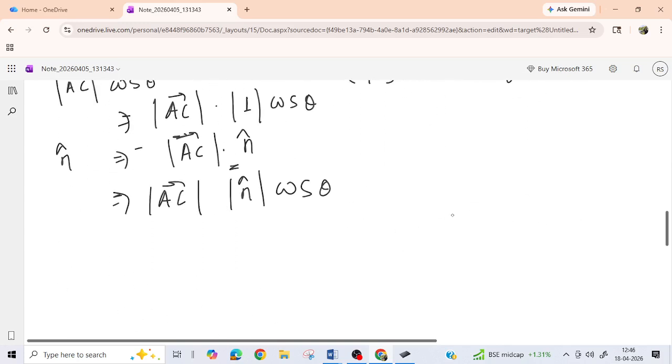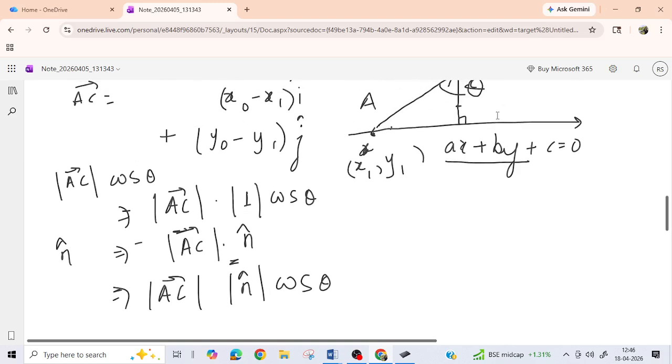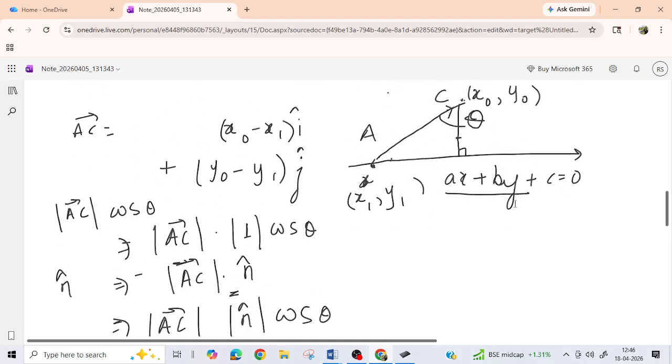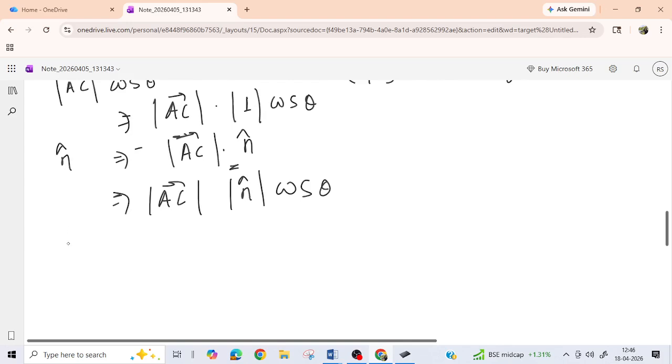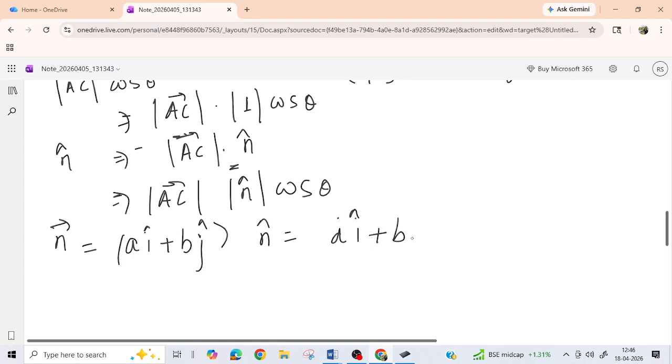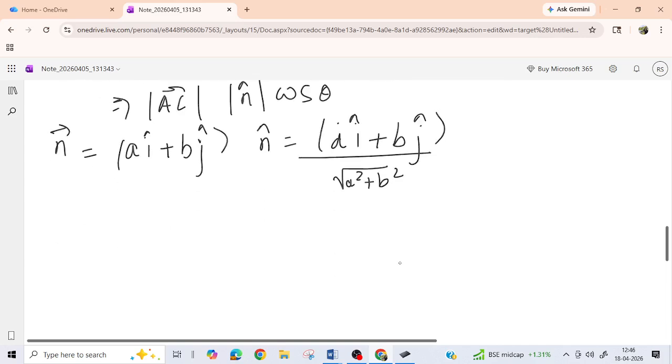So what is the unit vector perpendicular to this line ax plus by plus c? I had shown earlier that, let's say n cap, this is nothing but a i cap plus b j cap. The unit vector would be a i cap plus b j cap, divided by the magnitude of this vector, which is the square root of a square plus b square. So let's write it over here.